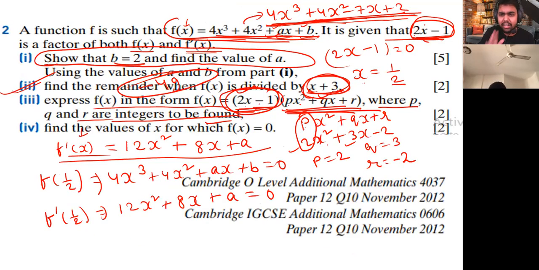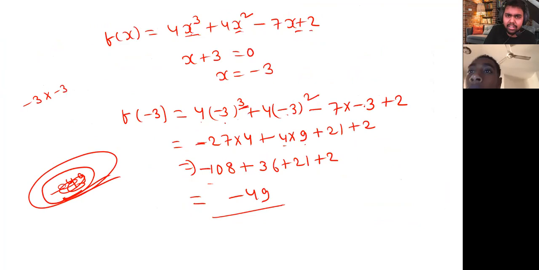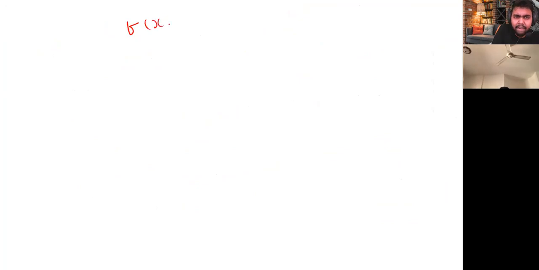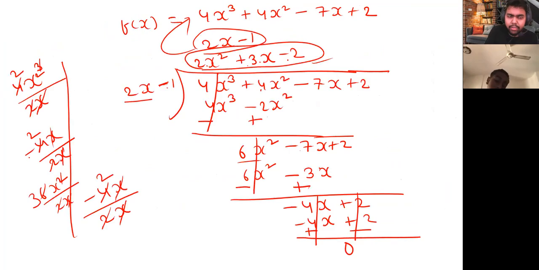So now is it clear? Now is it clear how to solve? Okay. See the last part. Read the fourth question. Find the value of x for f(x) equal to 0. It is saying that you just have to solve this cubic equation. It's very easy. See, try to understand. What is my cubic equation? 4x cube plus 4x square minus 7x plus 2.